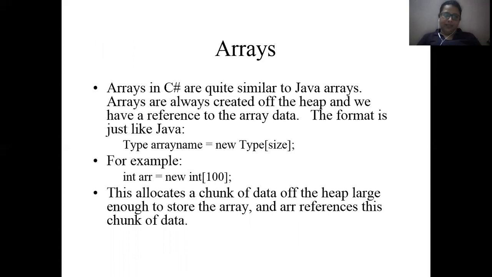Now we see arrays. Arrays in C# are quite similar to Java arrays. Arrays are always created on the heap and we have a reference to the array data. The format is just like Java: type[] arrayName = new type[size]. For example, int[] arr = new int[100]. This allocates a chunk of data on the heap large enough to store an array, and arr refers to this chunk of data.